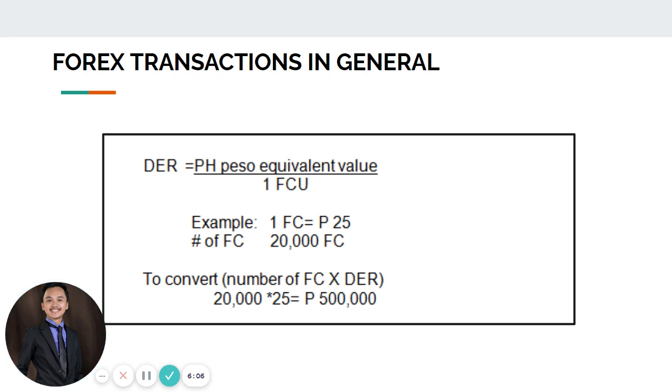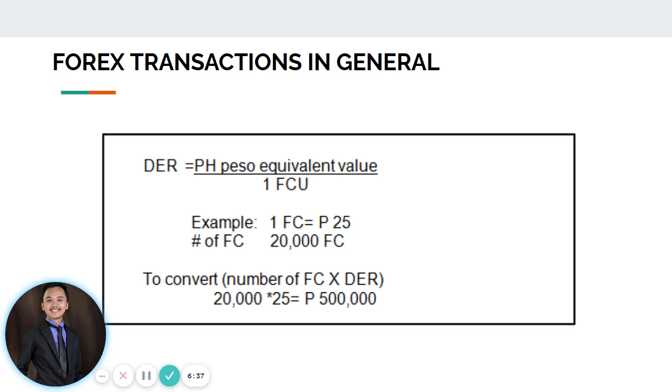That means the direct exchange rate of peso versus your foreign currency unit is 25 pesos. So the direct exchange rate requires you to have 25 pesos to acquire one foreign currency unit. Now, if, for example, the entity is required to generate 20,000 foreign currencies, no?